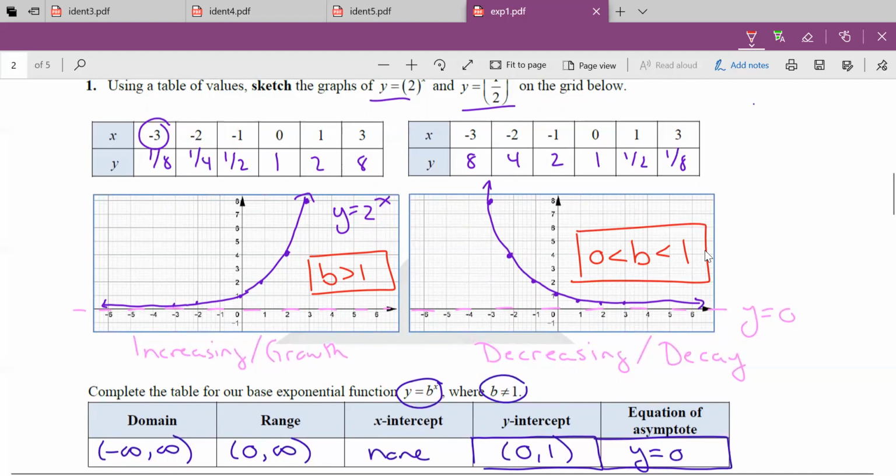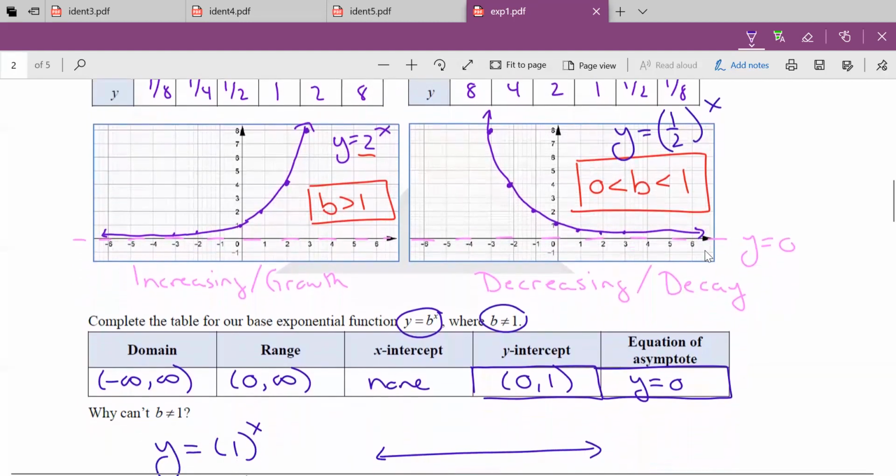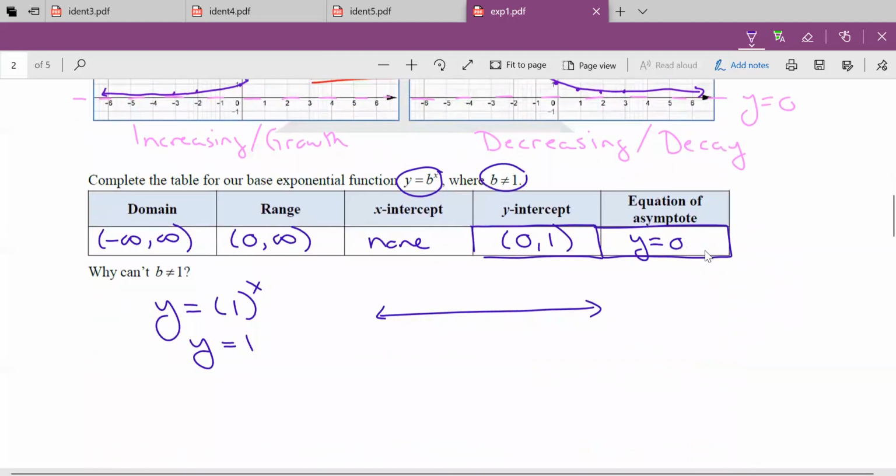Okay, that's the important part of increasing and decreasing. I can tell by looking at the base if I'm going to be increasing or decreasing. Base is bigger than 1, increasing. Base is smaller than 1, but bigger than 0, decreasing. Okay, there's your basics. You should memorize those two things. Now, what about if we tried to graph this in our calculator?